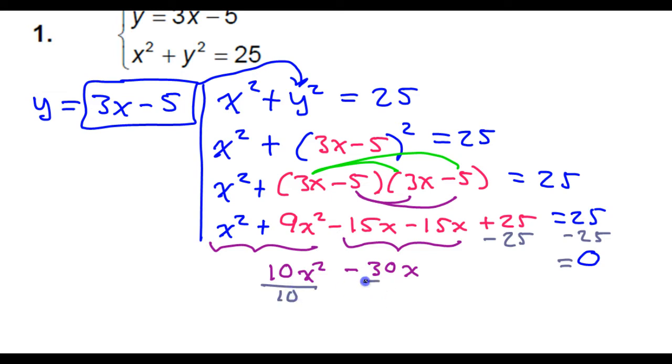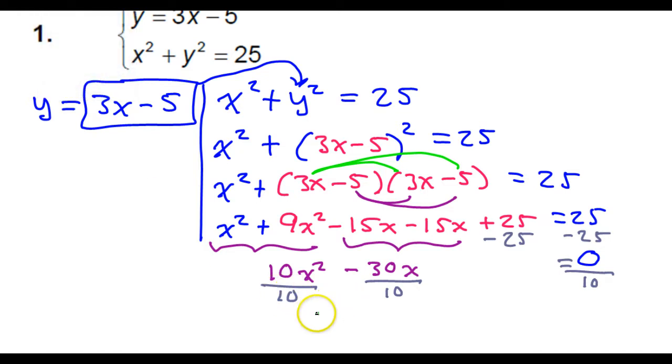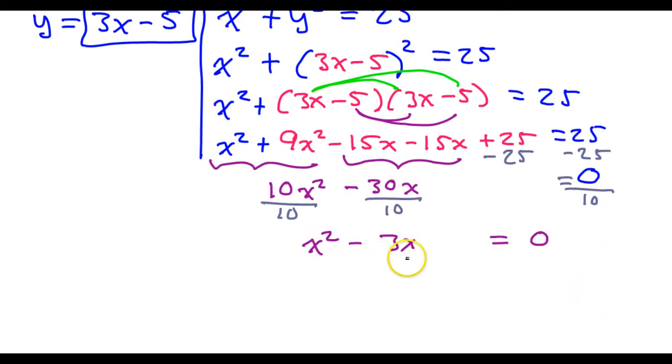So I can divide by 10 here, divide by 10 here, and even divide by 10 here. Got to divide everything by 10. So that's going to leave me x squared minus 3x is equal to 0, because 0 divided by 10 is still 0. Okay, now I still need to factor this.